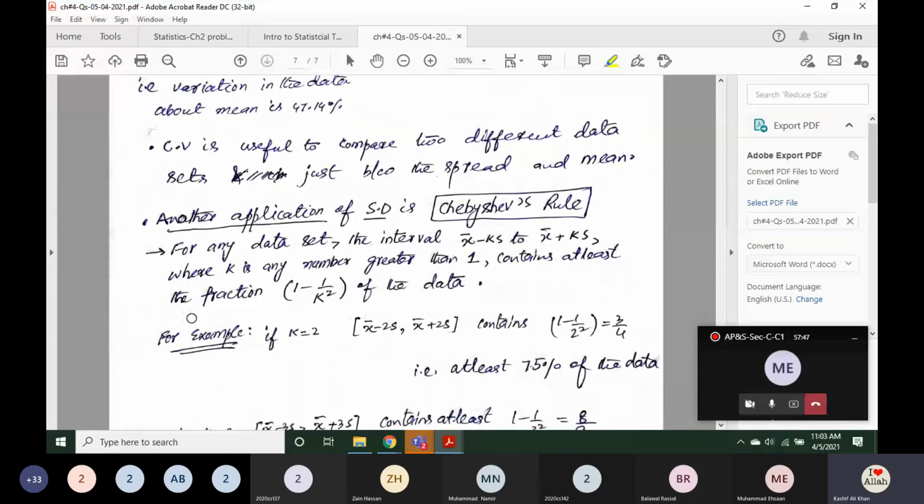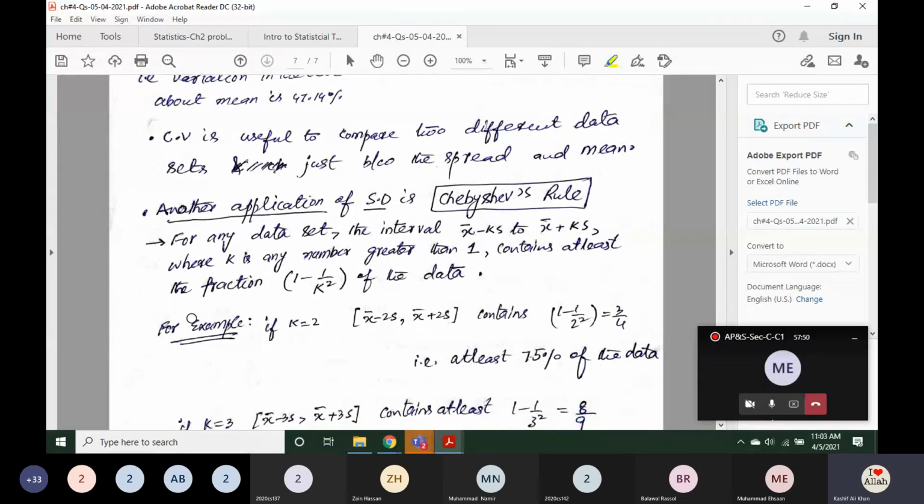Another application of the standard deviation is the Chebyshev rule. Chebyshev rule is that for any data set, consider the interval x bar minus ks to x bar plus ks. What is x bar here? X bar is the arithmetic mean, s is the standard deviation, and k is some number greater than 1. For any data set, the interval from this number to this number contains at least the fraction 1 minus 1 over k square of the data.